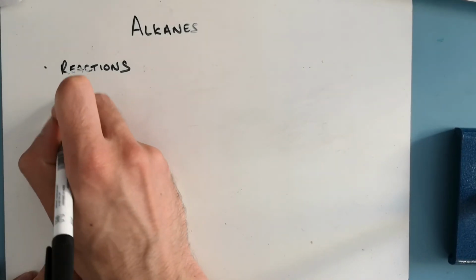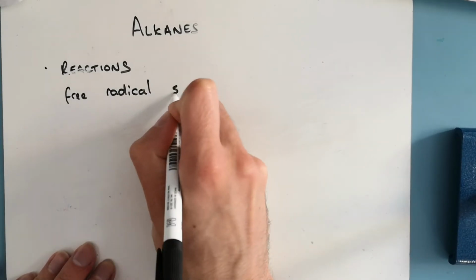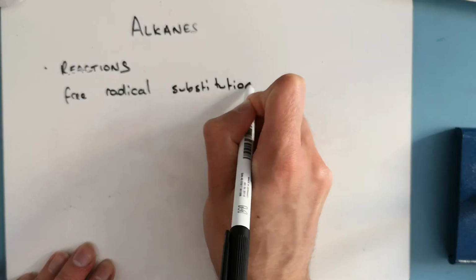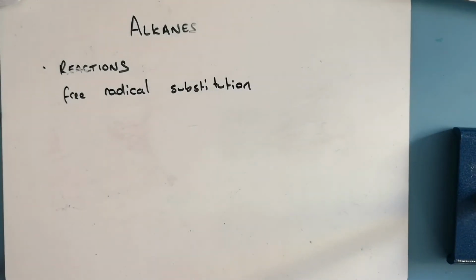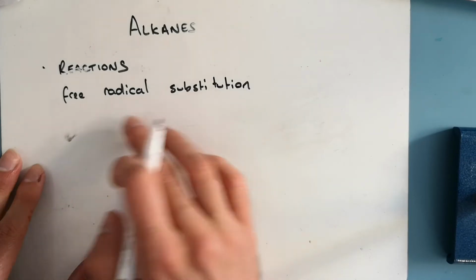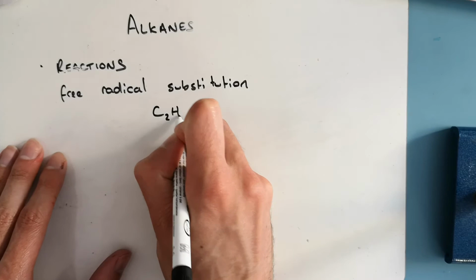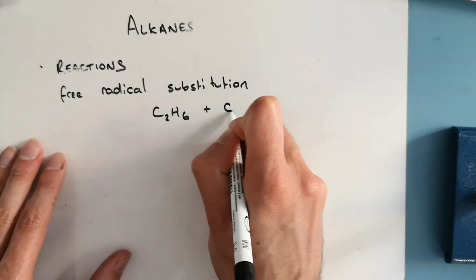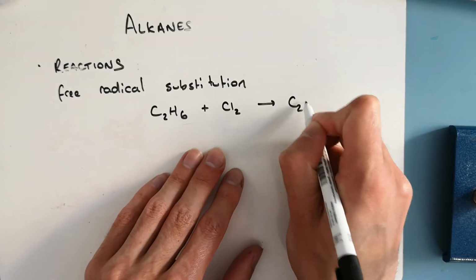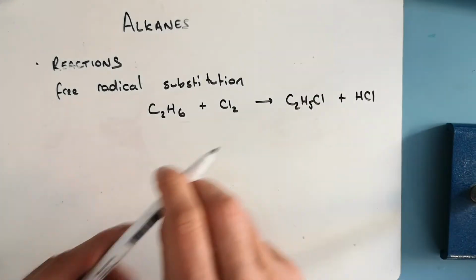Next, free radical substitution. Okay, in this we're going to have 3 steps. First of all, actually we'll do the overall reaction. So let's take C2H6 plus Cl2 is going to go to C2H5Cl and HCl.